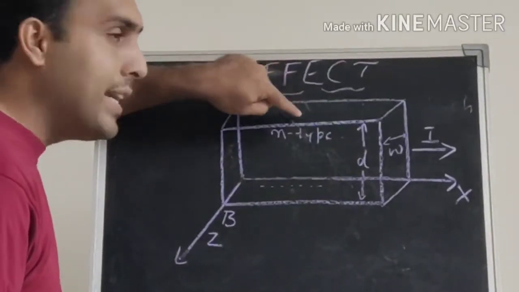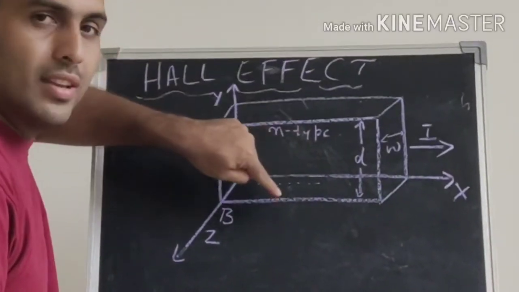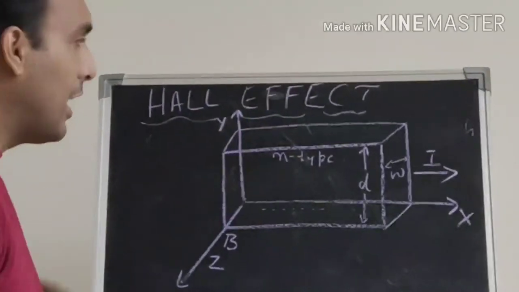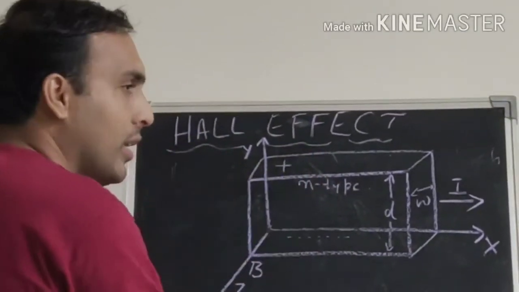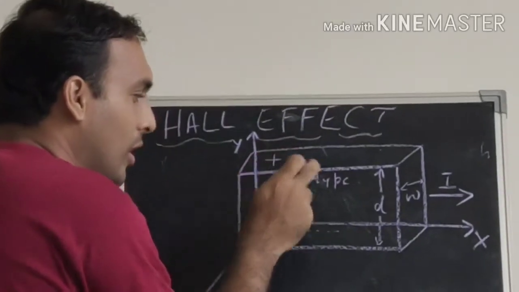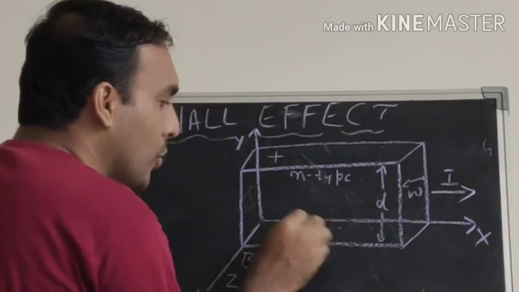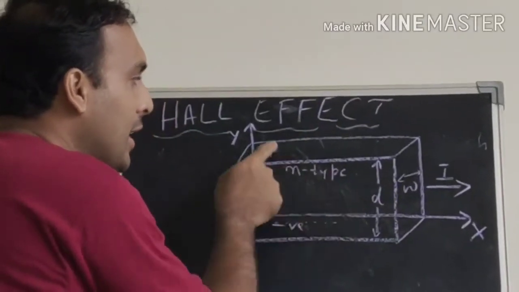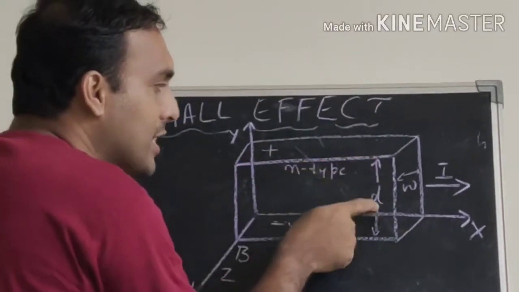But in the upper end, it loses electrons. That means it loses the negative charge. Therefore, it becomes positive. The upper end becomes positive, the lower end becomes negative. Here the negative charge develops, and here the positive charge, and they are separated by this distance d.